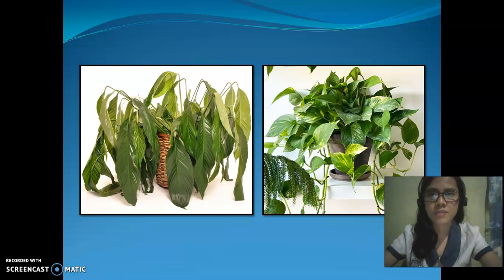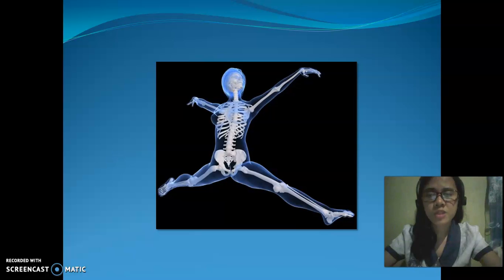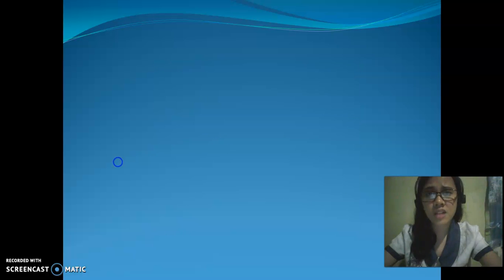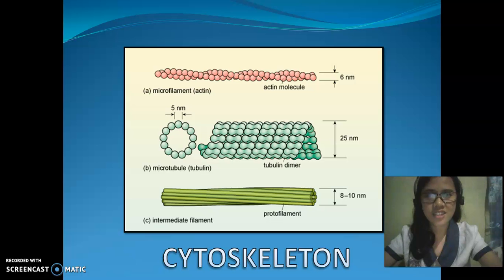Just like how the human body shape is maintained by the skeleton, within the cytoplasm there's a network of protein fibers that helps maintain the shape of the cell, holds some organelles in a specific position, allows cytoplasm and vesicles to move within the cell, and enables cells within multicellular organisms to move. This is known as the cytoskeleton.